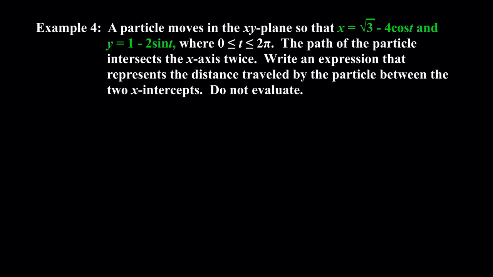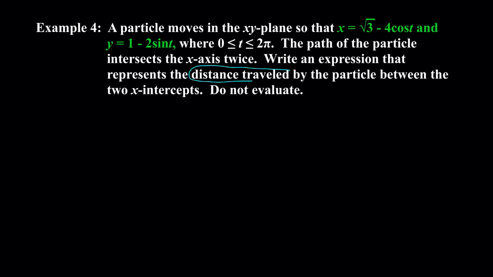All right, so next example says a particle moves in the xy plane so that x of t equals square root of 3 minus 4 cosine t, and y equals 1 minus 2 sine of t, where t is between 0 and 2 pi. The path of the particle intersects the x-axis twice. Write an expression that represents the distance traveled. So we need to pick out some information.